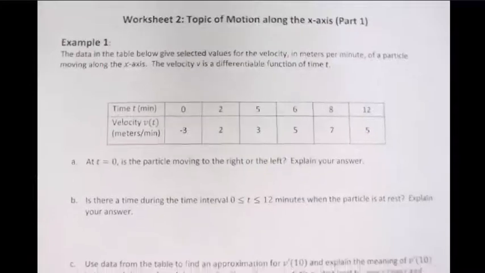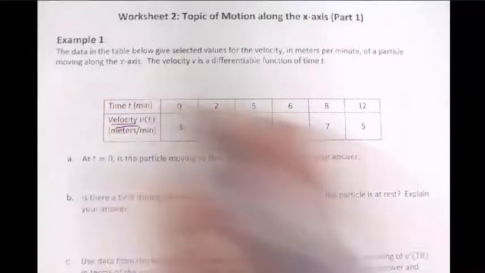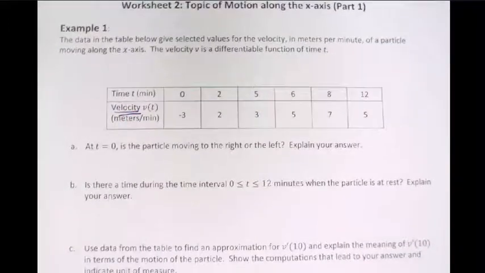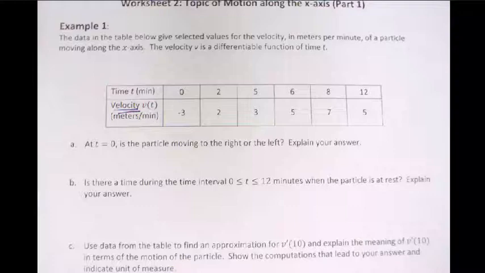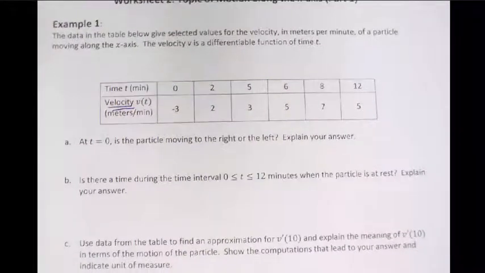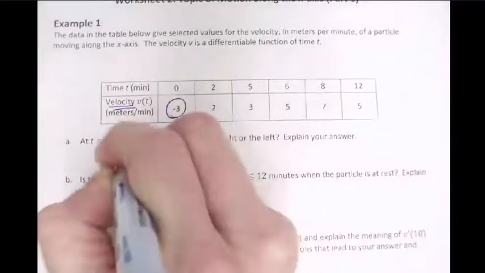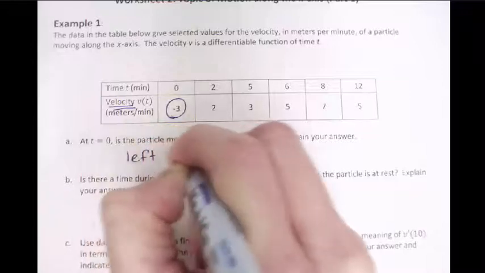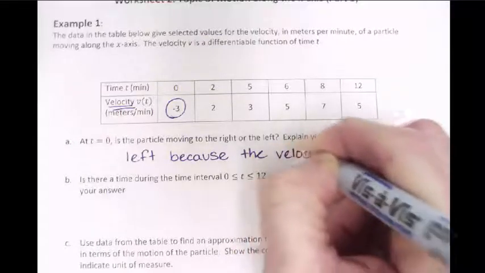Example 1 has a table. They gave us a table, and you'll notice it's time and velocity, so it's always important that you read your table and make sure you know what this is a table of, okay? If we look at this table, the first question says, at time 0, is the particle moving to the right or the left? Remember, you move right if the velocity is positive, and you move left if the velocity is negative. If I look at time 0, the velocity is negative. Because the velocity is negative, I'm moving to the left. So I would say left because, it says justify your answer, the velocity at time 0 is negative.